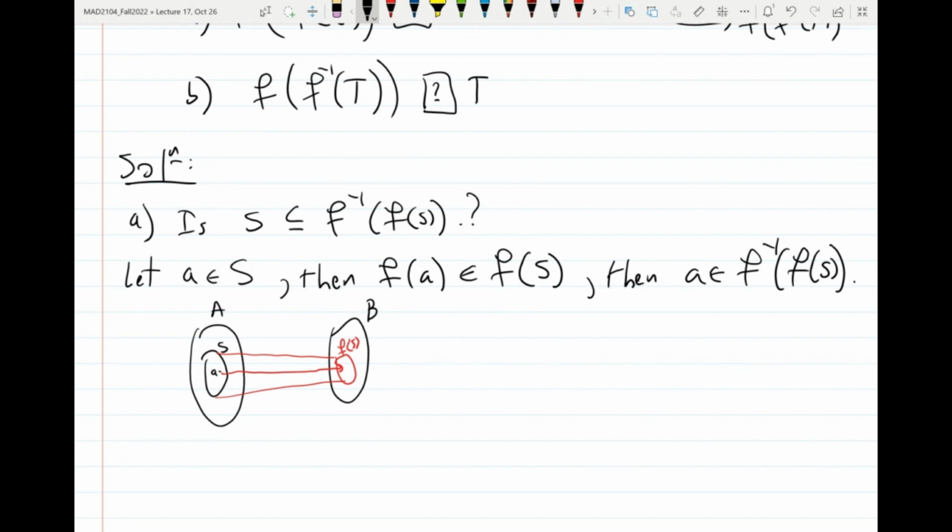When you take the inverse image of something, these are the elements in A so that when I apply the function, they go into that something. And that's exactly what's happened, right? A is in S, but it's also in A, and when I apply f of A, it goes into f of S. So A belongs to this pullback. In other words, if I send A and then I pull it back, I'm going to come back into S. So every element in S is a subset of this push it forward and then pull it back.